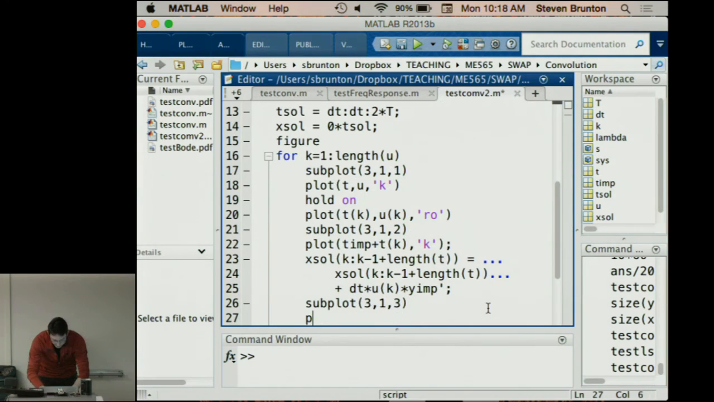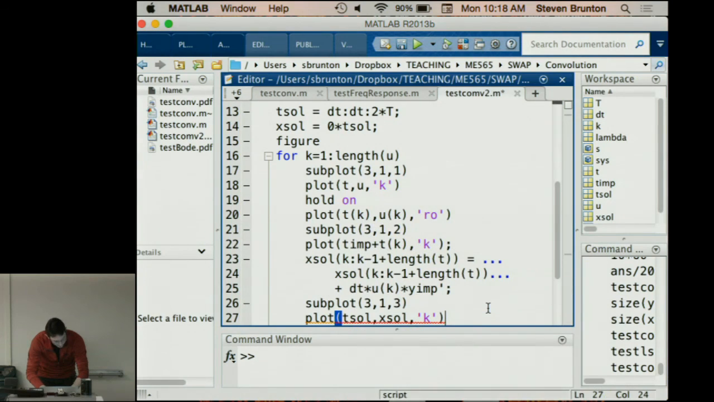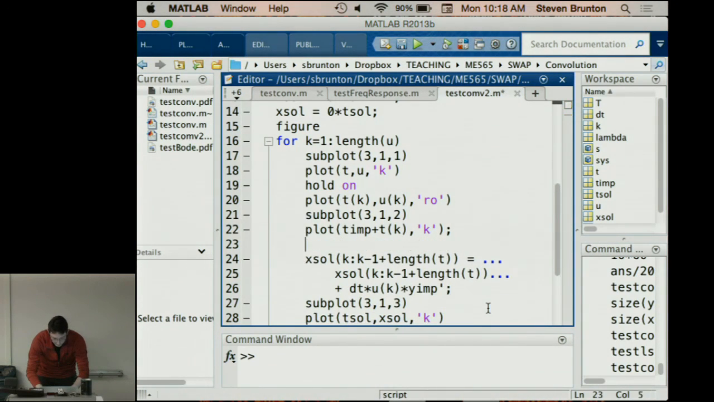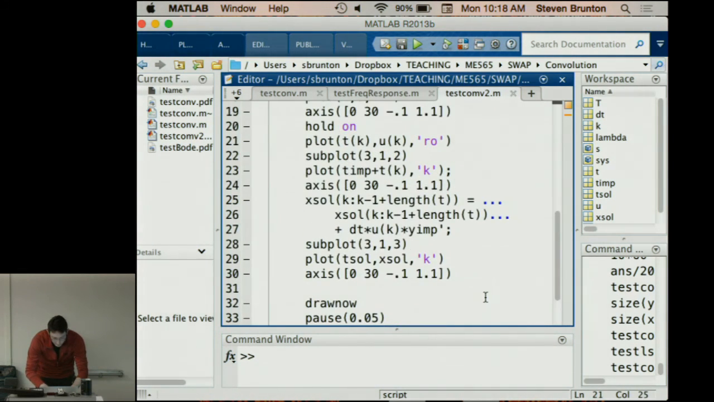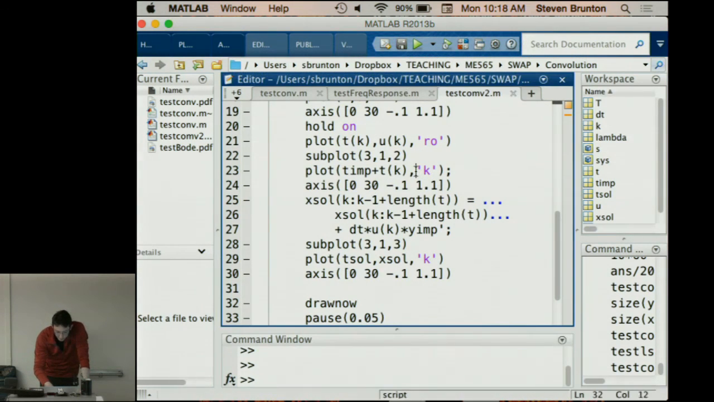Subplot 3 by 1 by 3, plot t solution by x solution in black. And it's nice to give myself some axes so that it keeps looking nice. Okay, anything else? Nope, I think this is good. No, that didn't work. I forgot to put the, oh, I'm just plotting time. Okay, let's plot my y imp. Good, thank you.